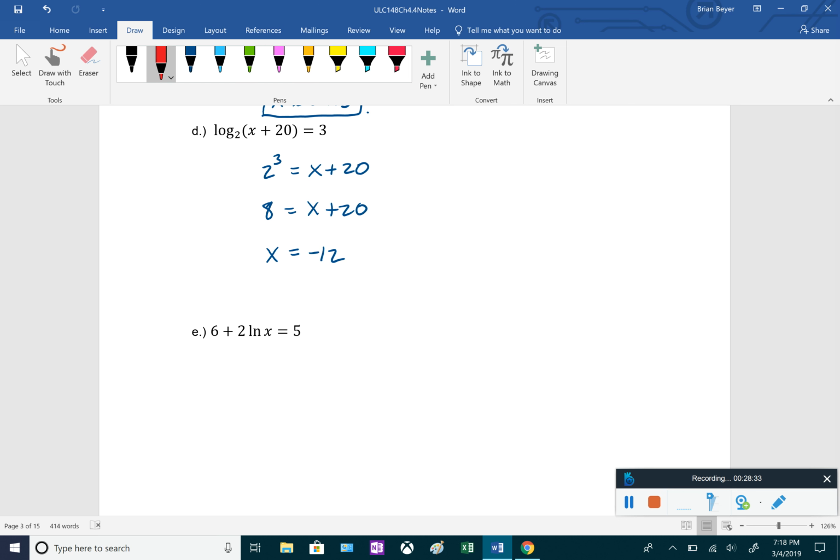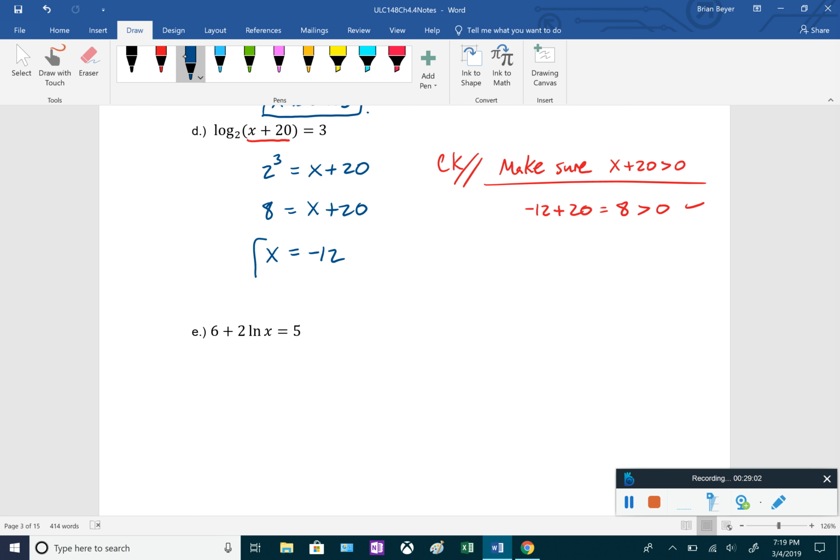So we have to check this. Don't make the mistake of thinking that we got a negative, so automatically we have to omit it. We have to make sure this input is positive, not our answer. So we have to make sure x plus 20 is positive. That's going to be negative 12 plus 20, which is positive 8, which is positive, obviously. So that checks out and that works. So that's going to be one of our answers.